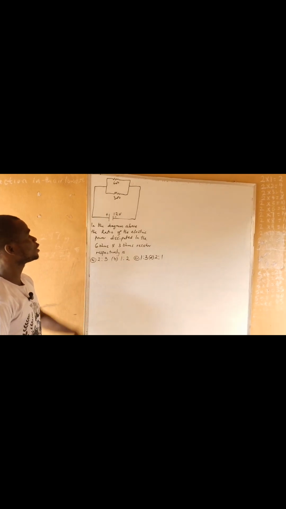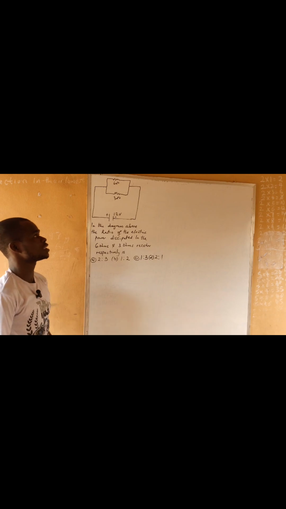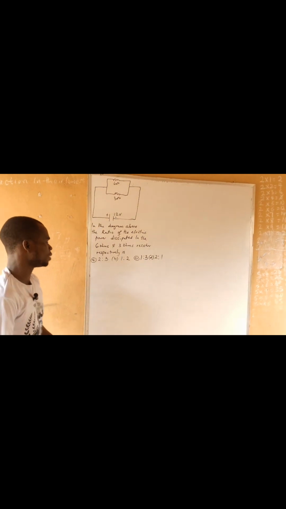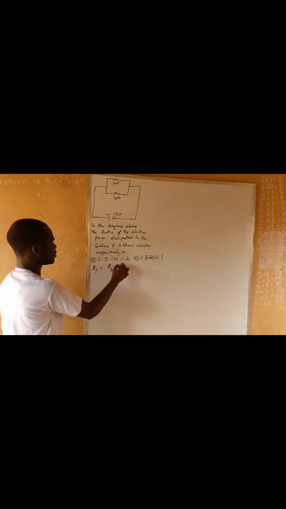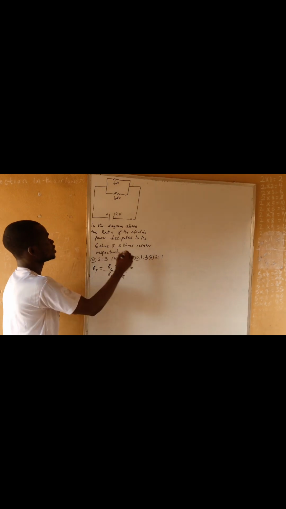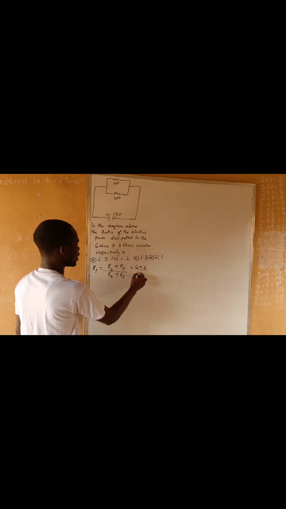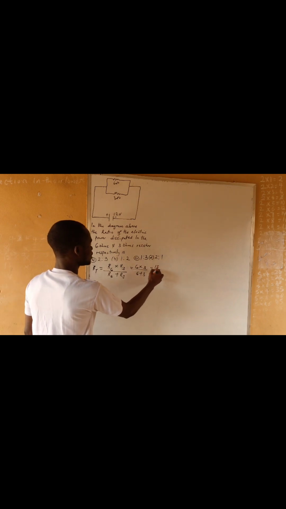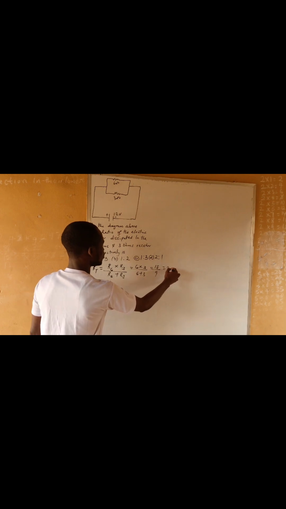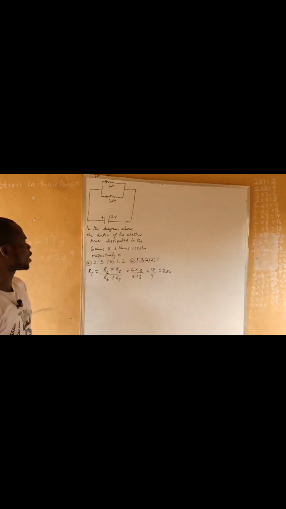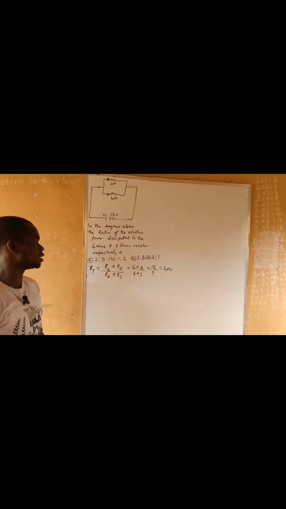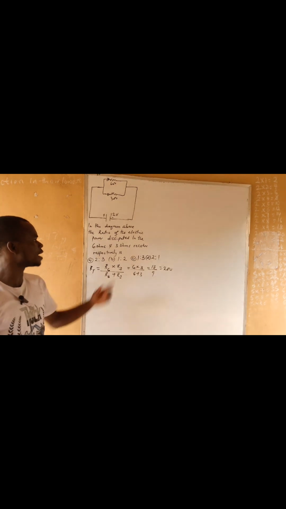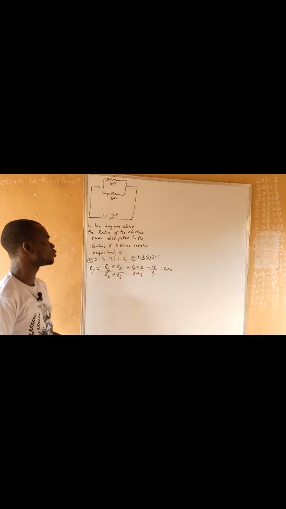Now, the first thing is that we need to find the equivalent resistance of this parallel arrangement, and that is R total equals R6 times R3 over R6 plus R3, and that is 6 times 3 over 6 plus 3. This is 18 over 9, which equals 2 ohms. We want to look at the power dissipated in the 6 ohms and the 3 ohms resistor respectively.